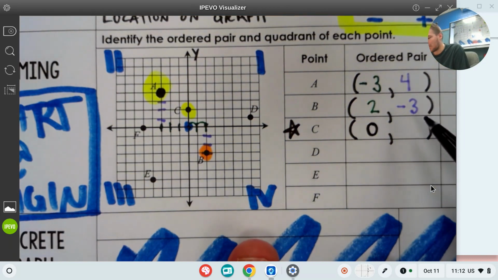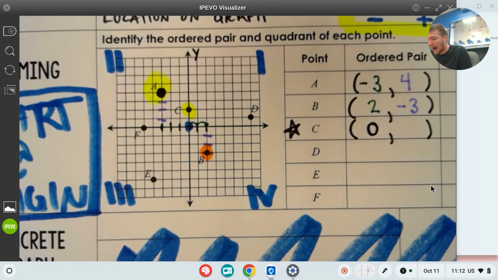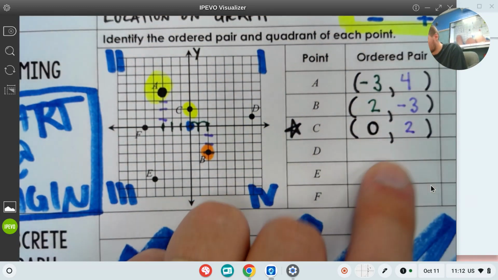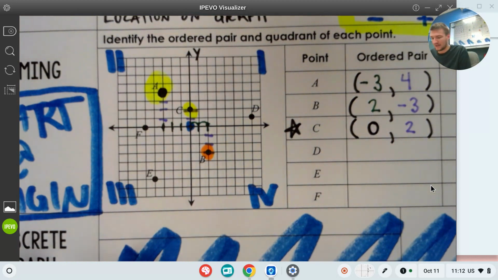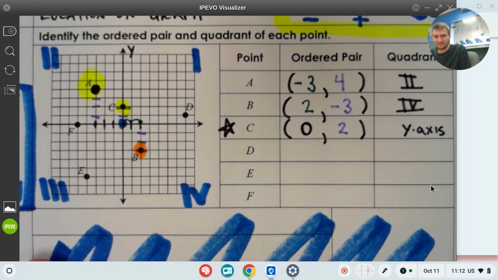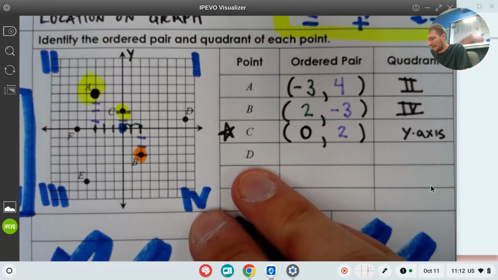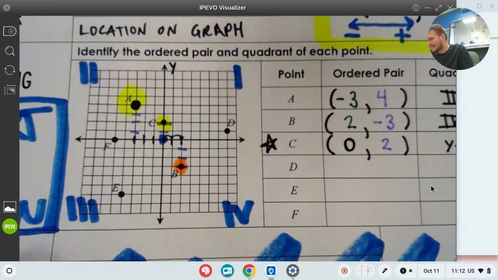Now, what number is our y coordinate? Positive 2, because we went 1, 2. We rode up to the 2nd floor, and we're in the y-axis. All right, one last time.